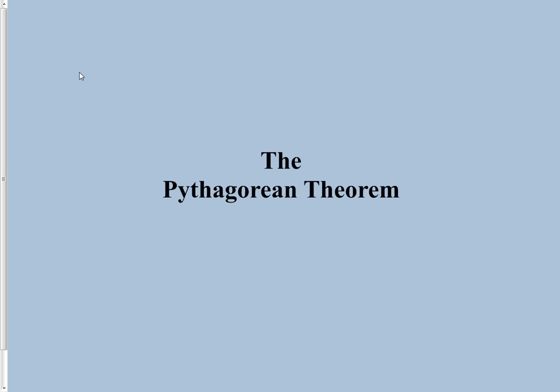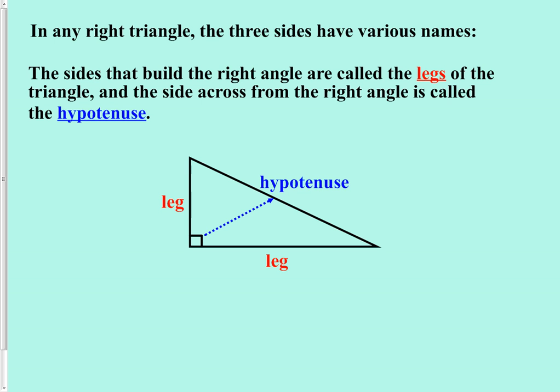triangle. Okay, so anywhere we have right triangles, we know that we have all kinds of special rules that go along with them, and one of them would be the Pythagorean theorem. Now, basic vocabulary as far as the structure of the right triangle is concerned. The two sides that build the right angle are what we refer to as the legs of the triangle, and the side that is across from the right angle is what we call the hypotenuse of the triangle.